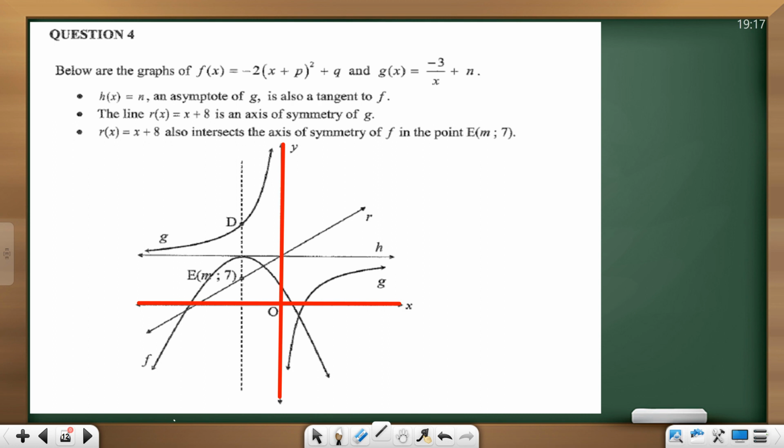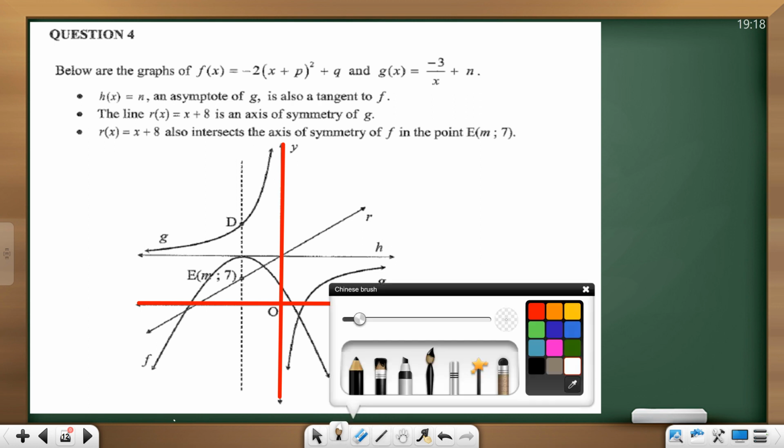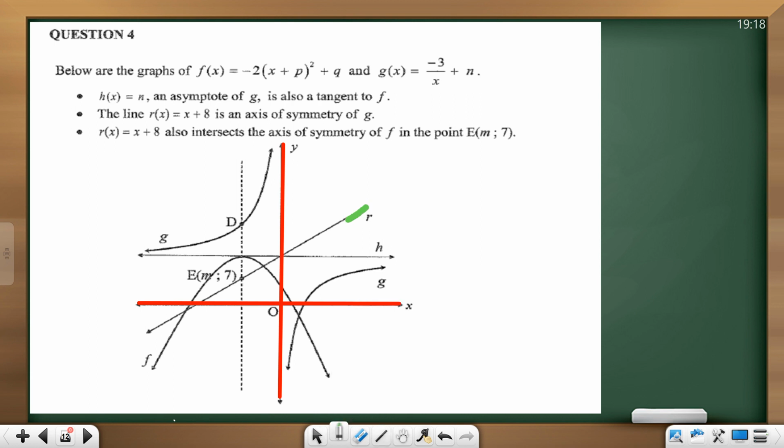The line R of x. I want us to start interpreting now. The line R of x, that line, is equal to what? X plus 8 is an axis of symmetry of g. Positive gradient. What else can we pick? There's something very important that you can pick from there.